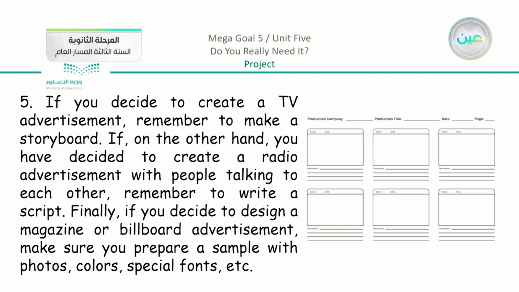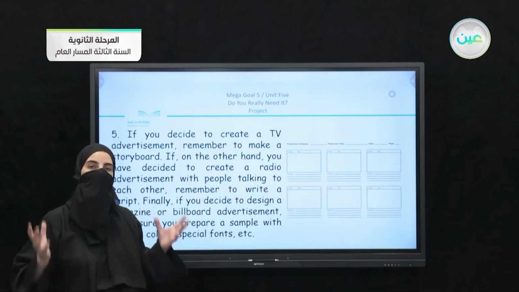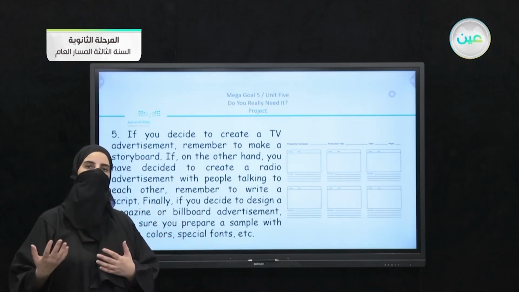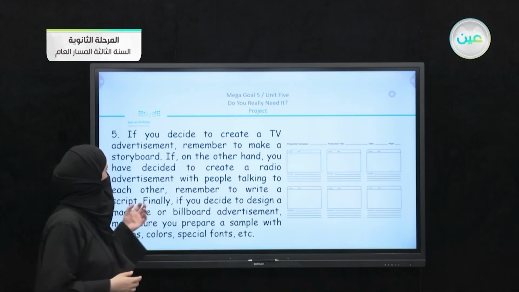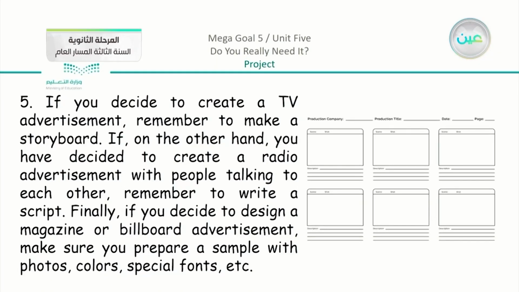Now you can see here in number 5, if you decide to create a TV advertisement, remember to make a storyboard. Do you remember when we did this type of storyboard in Unit 4? We had our project to create a complete storyboard about a kind of movie or a genre. On the other hand, if you have decided to create a radio advertisement with people talking to each other, remember to write a script. Finally, if you decide to design a magazine or a billboard advertisement, make sure you prepare a sample with photos, colors, special fonts, etc.